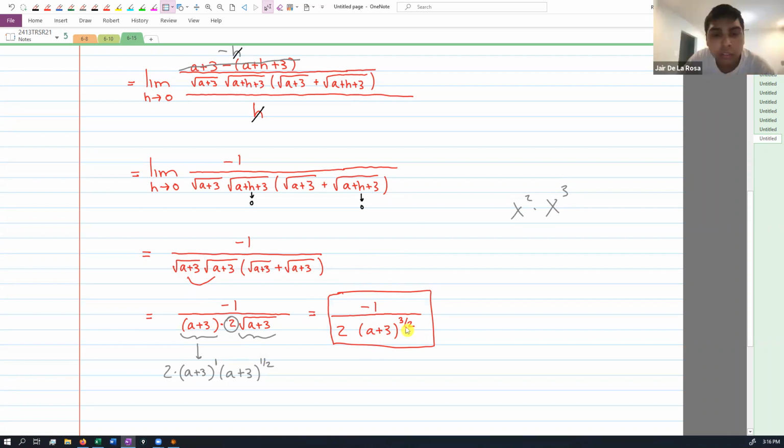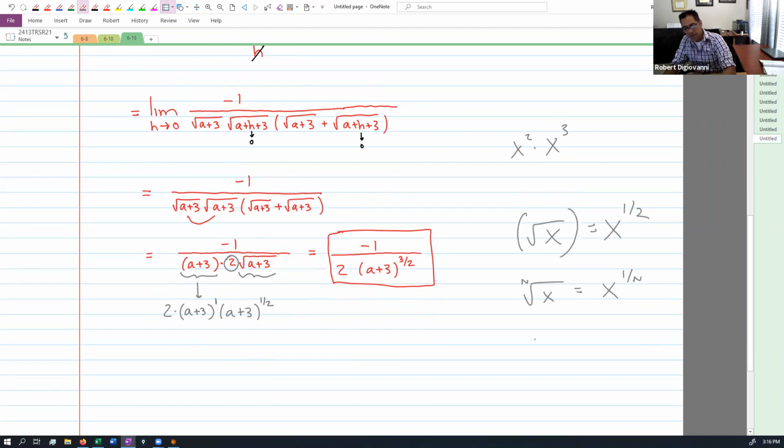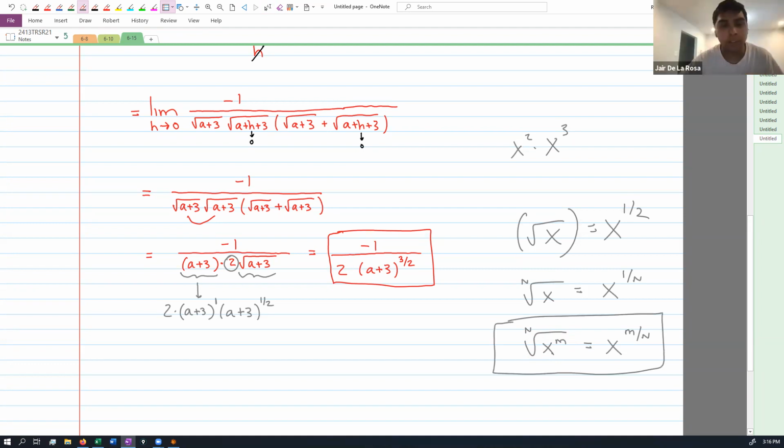Okay. So is the square root always raised to like 1/2? Yes. The square root of x is x to the half. If you want to go more general than that, the nth root of x is x to the 1 over n. And if you want to go even more general, then x to the m power, the nth root of that is x to the m divided by n. That's really the big daddy one right there. Okay, thank you.